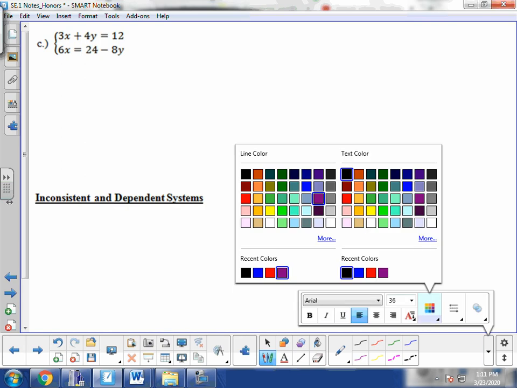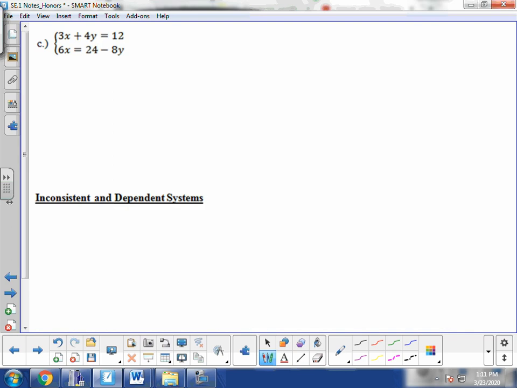Okay, so hopefully you had enough time to get an answer down there. First thing that we should do here is we should notice these are not written in the same format. So I want to make sure I rewrite them. So the 3x plus 4y equals 12. I'm going to rewrite the other one in the same manner. So 6x plus 8y, adding 8y to both sides, equals 24.